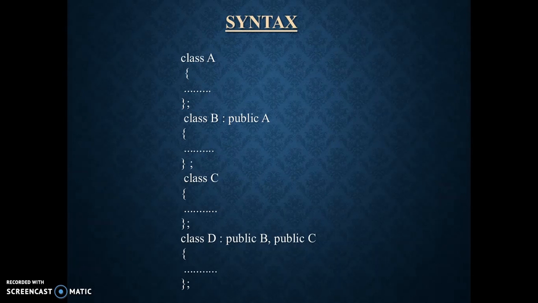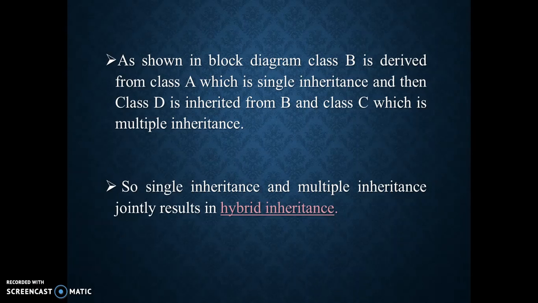Syntax. Class A, body of class A, class ends. Class B : public A, body of class B, class ends. Class C, body of class C, class ends. Class D : public B, public C, body of class D, class ends. As shown in the block diagram, class B is derived from class A, which is single inheritance, and then class D is inherited from B and class C, which is multiple inheritance. So single inheritance and multiple inheritance jointly result in hybrid inheritance.